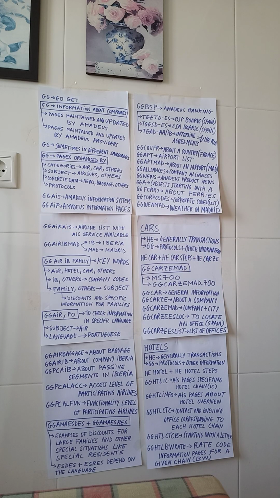GGAIRAIS, this one, has information on airline listings with the AIS service available. The next one, this one, GGAIRIBMAD, is an example that provides information on air services provided by the airline Iberia in Madrid.